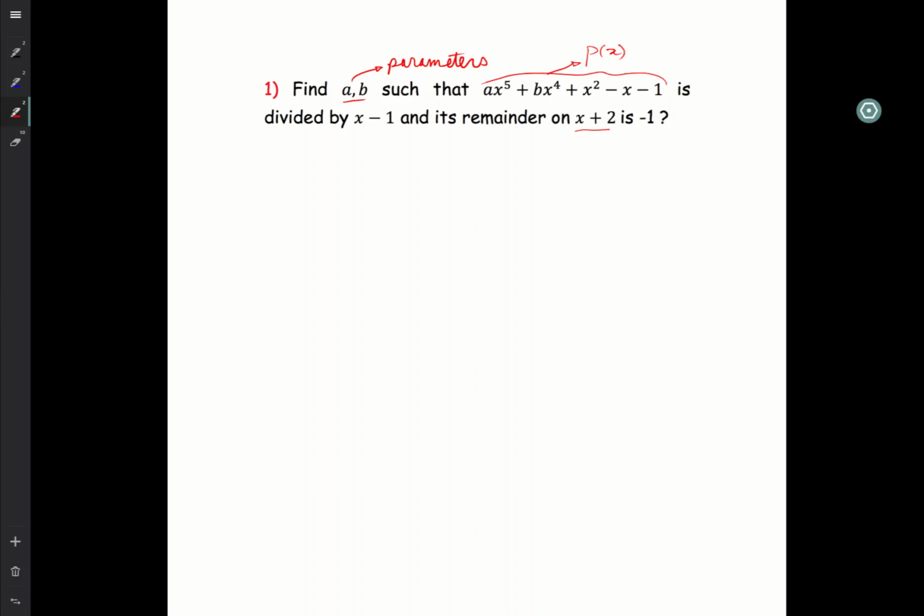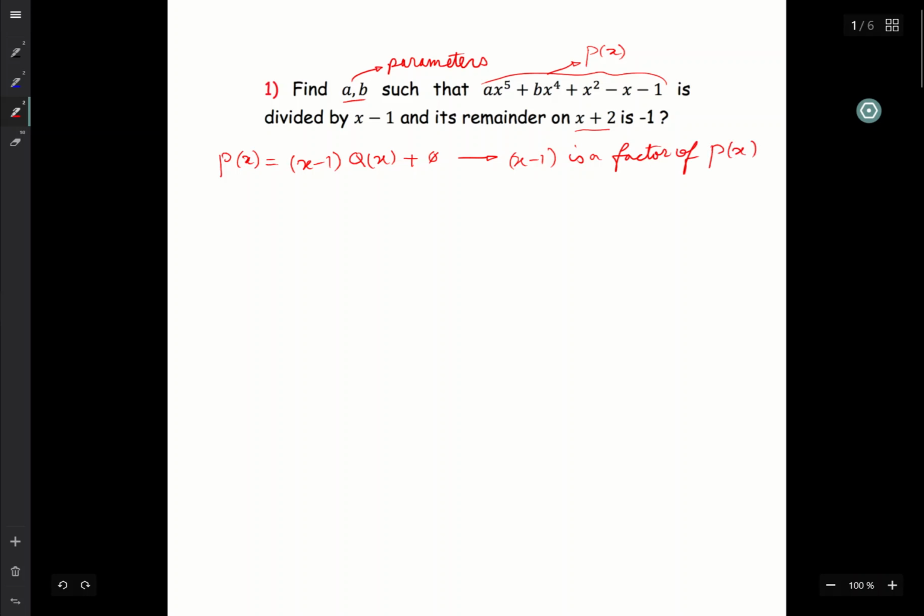and what the problem is telling us is that if I divide p of x by x - 1, the remainder is 0, right? So x - 1 is a factor of p of x. And again, since the degree of x - 1 is 1, the degree of the remainder r of x should be a number, i.e. a polynomial of degree 0, right?